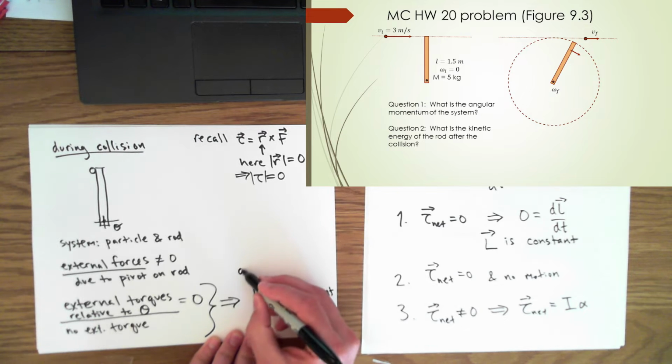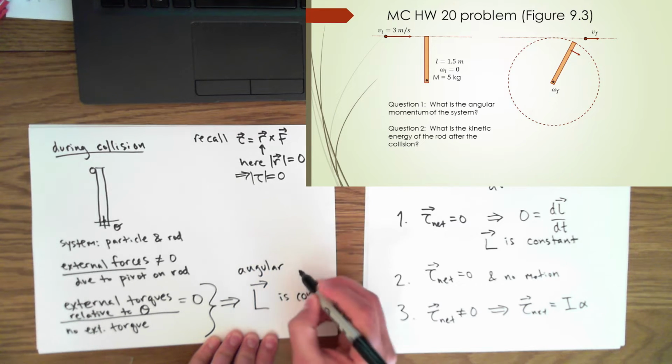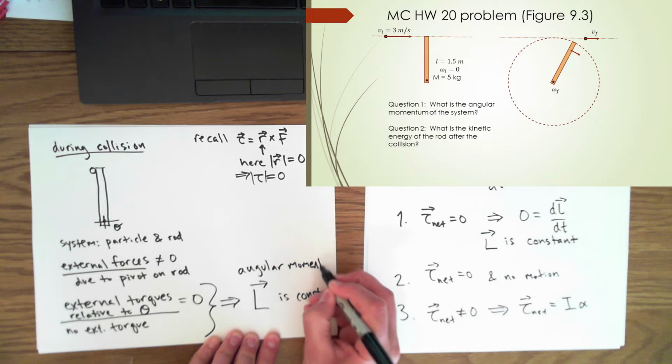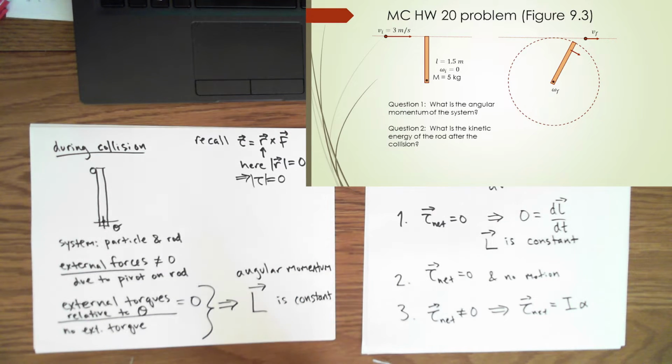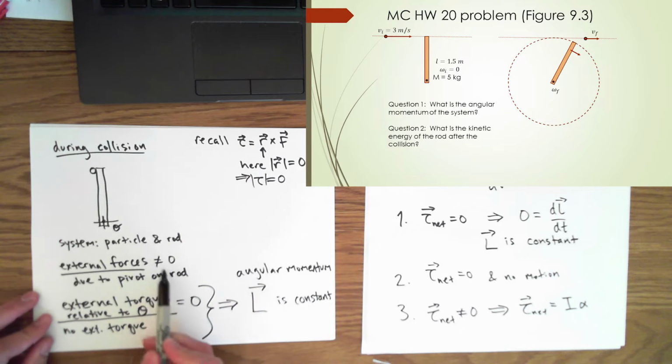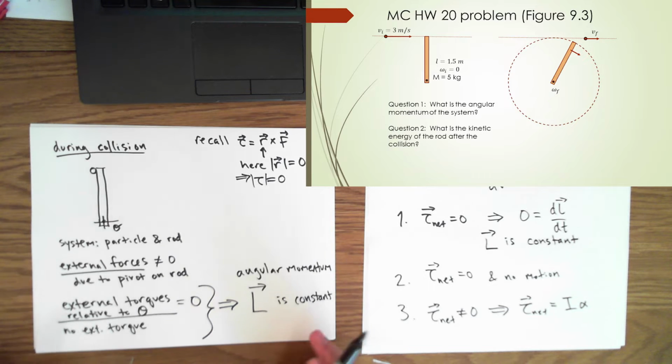Angular momentum is a constant. Keep in mind, in this problem, not that we're going to keep track of it, the linear momentum of the system is not constant because the external forces are not 0. Remember, that's the condition for conservation of linear momentum, that the external forces have to be 0, which they're not in this case. But angular momentum is constant because the external torques are 0.